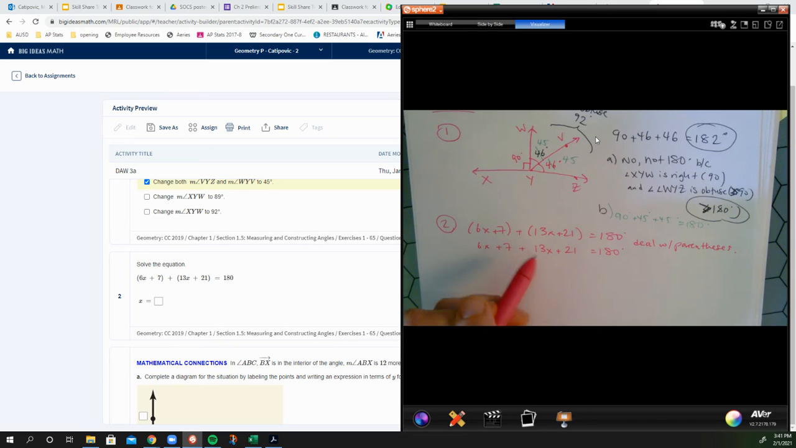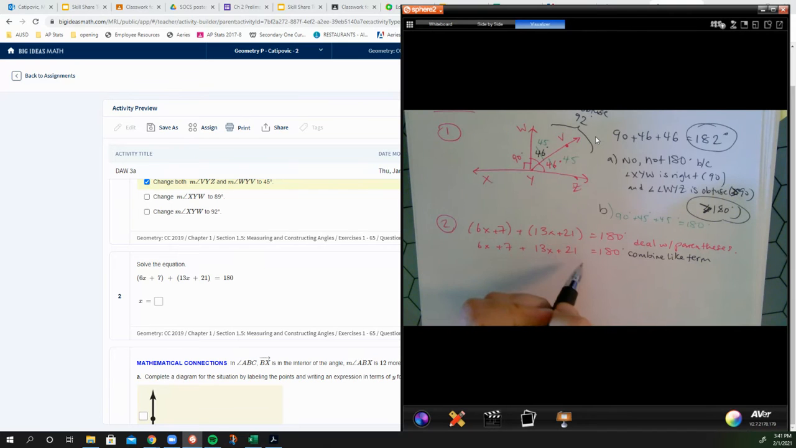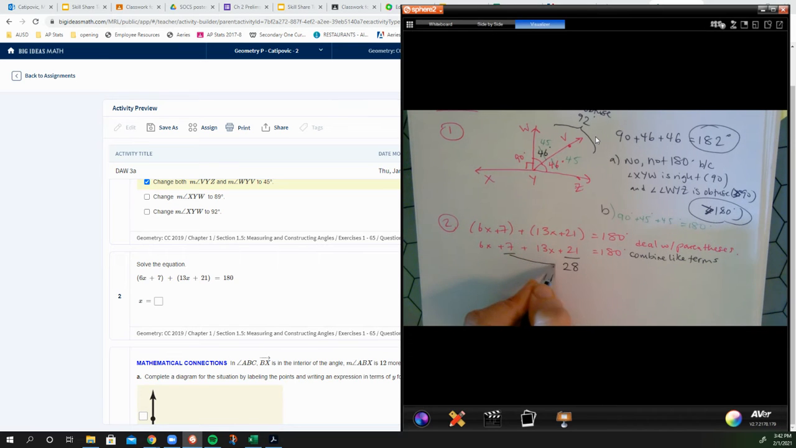And then I've got a whole bunch of terms on the left, and I definitely would like to group like terms. So combine like terms. If there's any x's, those can be combined. If there's any whole numbers that are positive or negative, they can be combined. So I'm going to look at the 7 and the 21. 7 plus 21, so I'm going to get a 28. So those guys get mixed.